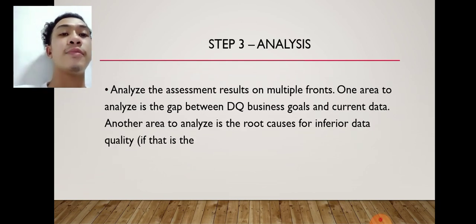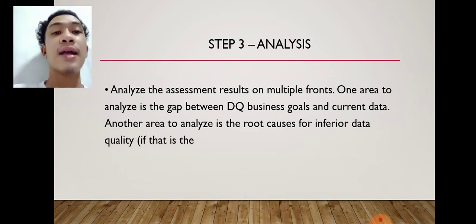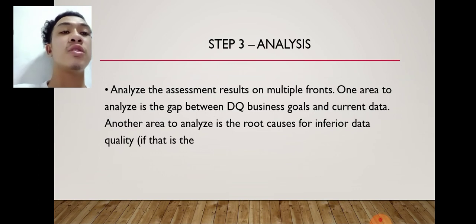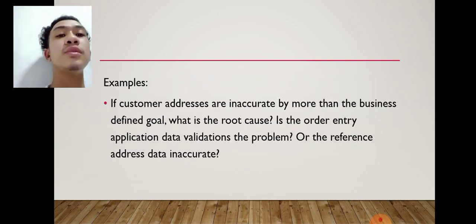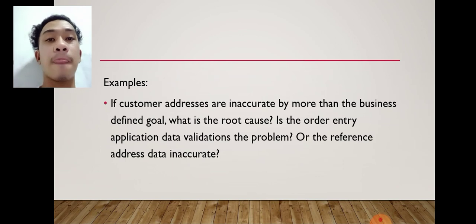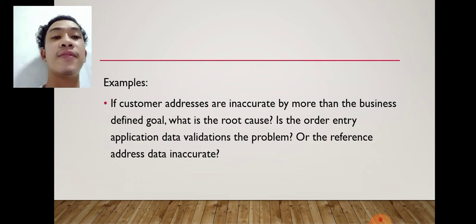So step 3, analysis. Analyze the assessment results on multiple fronts. One area to analyze is the gap between DQ business goals and current data. Another area of analysis is the root causes for inferior data quality. For example, if the customer addresses are inaccurate by more than a business-defined goal, what is the root cause? So this is the question.